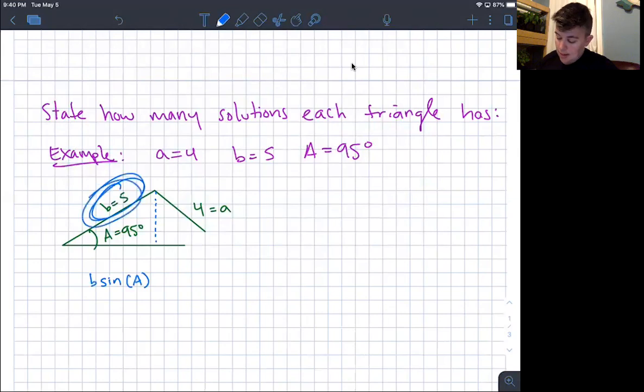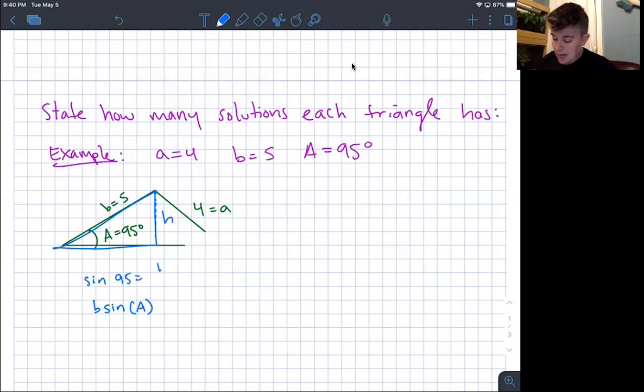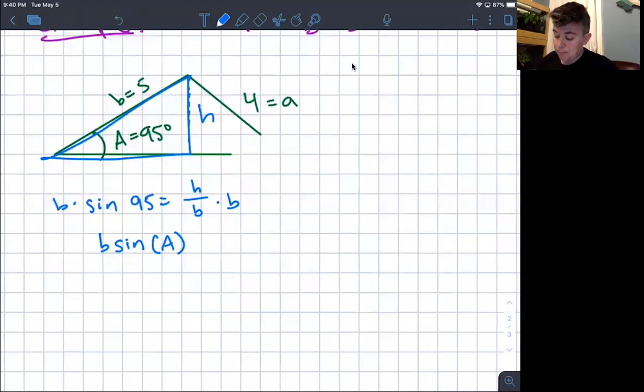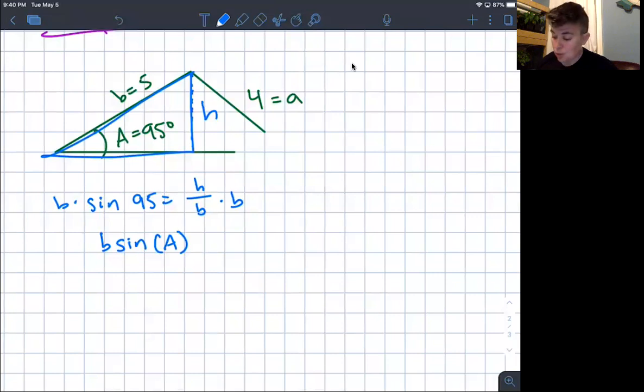So this side times the sine of this angle. And it always has to be in this configuration, y'all. Make sure, because then the letters can change up. So if you need to draw your little triangle and say, okay, I'm finding H, I know that the sine of 95 is H over B, because that's opposite over hypotenuse. So I'm going to multiply both sides times B. If you need to do it that way, do it that way. That's fine. Make sure that you're paying attention to what letters you're using, what sides you're using.